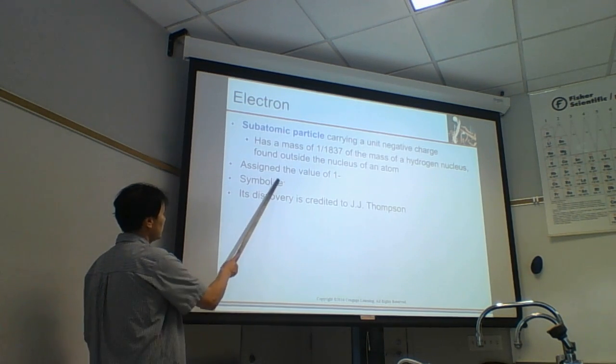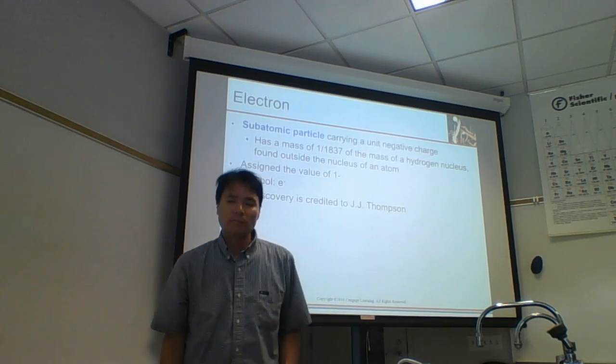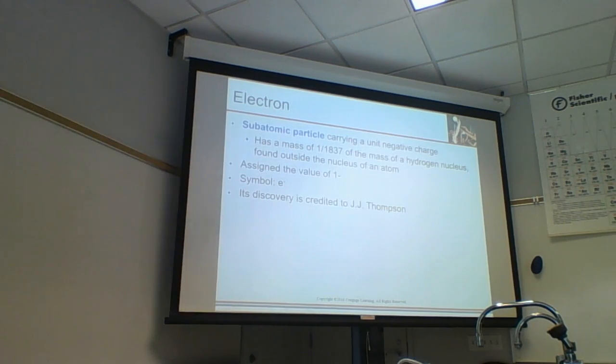The symbol is E- here. Its discovery is credited to J.J. Thomson. Let me talk briefly about the discovery of the electron. You know how the electrons were discovered? The discovery of electrons occurred in the cathode ray tube.